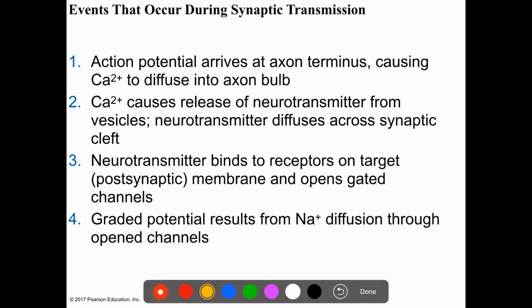Now, the overall events happening during the synaptic transmission, we can list them. The action potential arrives at the axon terminus, causing calcium ions to diffuse into the axon bulb. Then the calcium ions will cause the release of neurotransmitter from the vesicles. Then the neurotransmitters will diffuse across the synaptic cleft. Then the neurotransmitters bind to receptors on the target and open the gates.